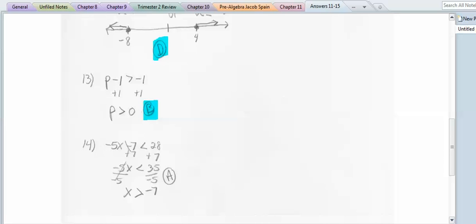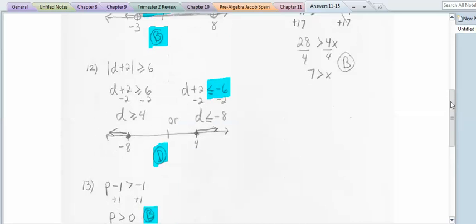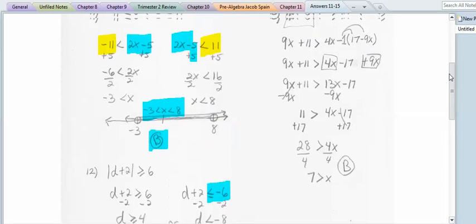Number 14, again, a pretty simple solving inequality, but we divided by a negative. That means we flip the sign. So my answer choice is A. Again, if you're not sure what I did, stop it, study it, ask me questions before the test.